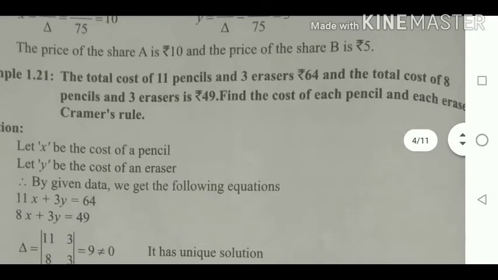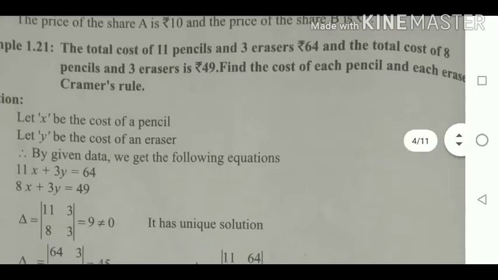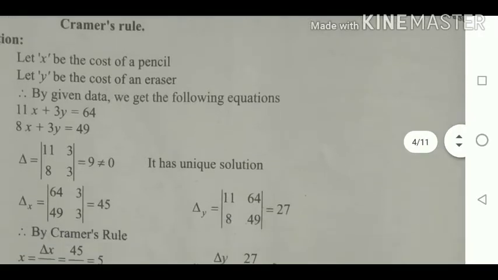Next question. The total cost of 11 pencils and 3 erasers is 64 and the total cost of 8 pencils and 3 erasers is 49. Find the cost of each pencil and each eraser by Cramer's rule. Let x be the cost of a pencil and y be the cost of an eraser. We are taking two equations by using these data: 11x plus 3y equal to 64, 8x plus 3y equal to 49.